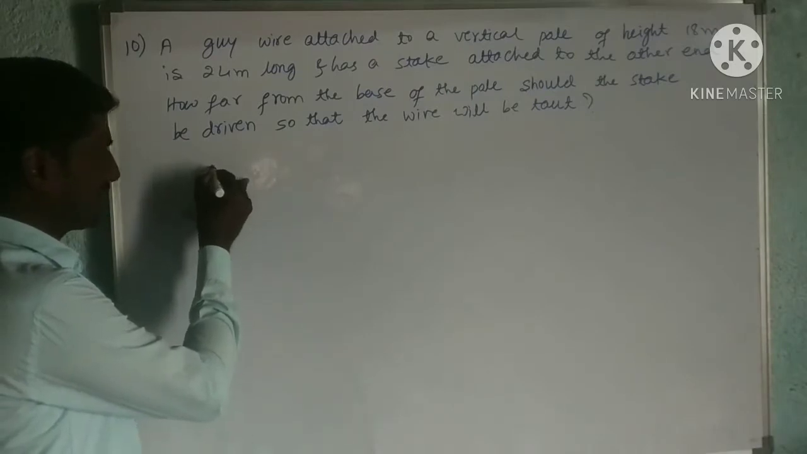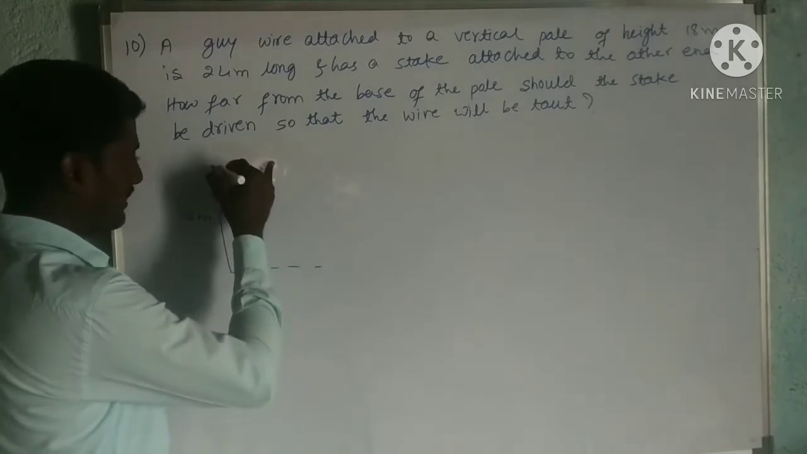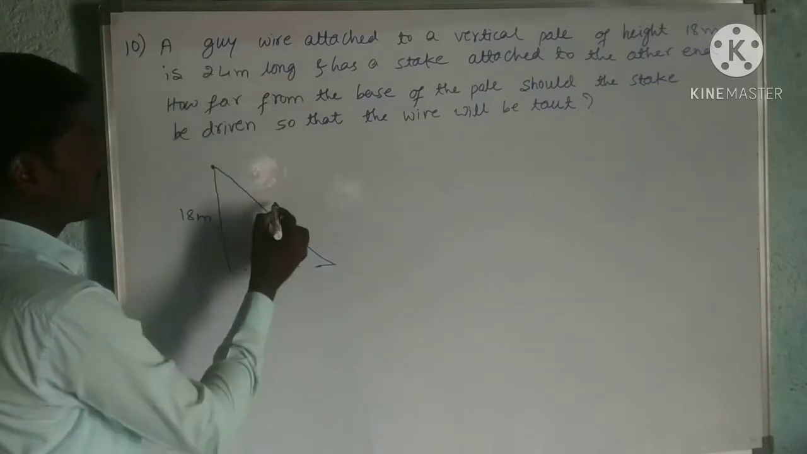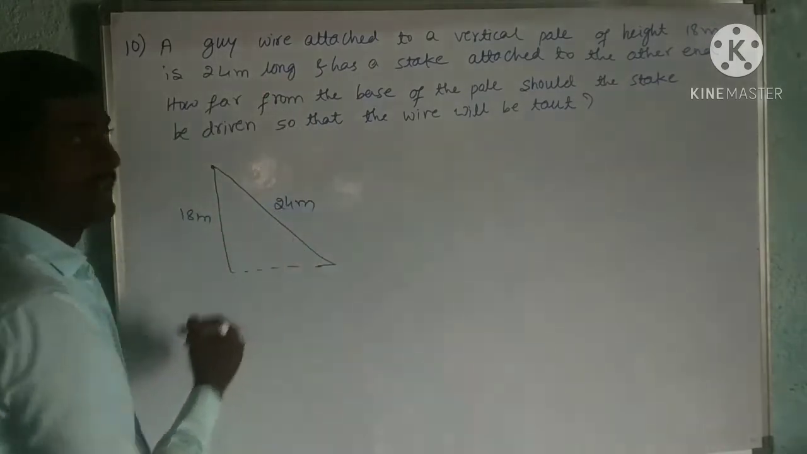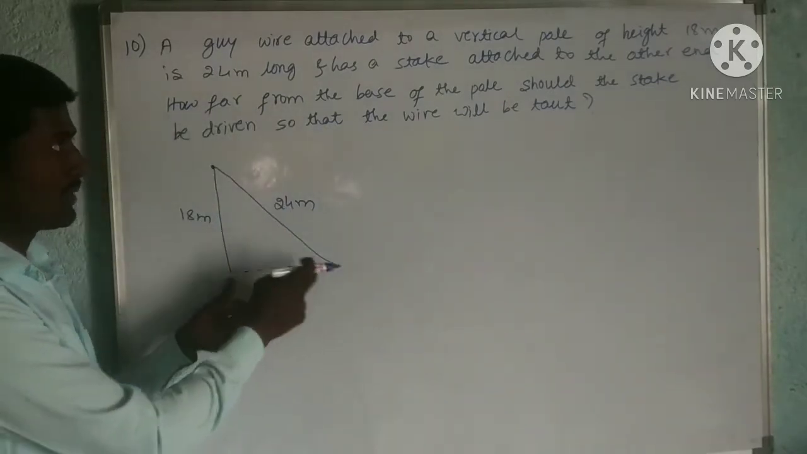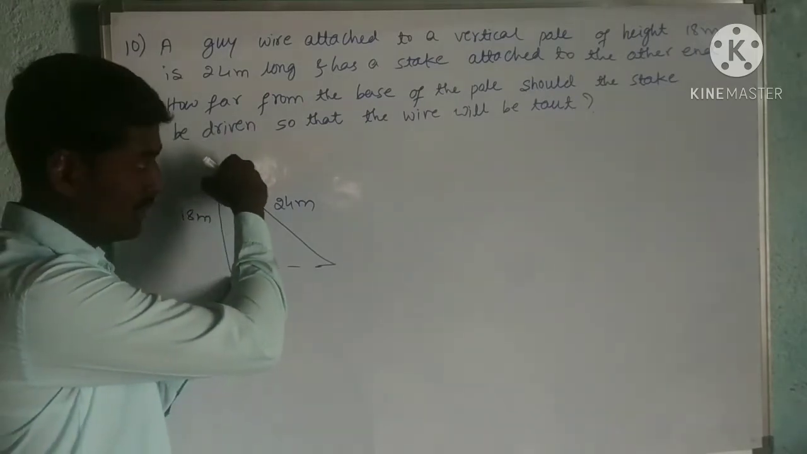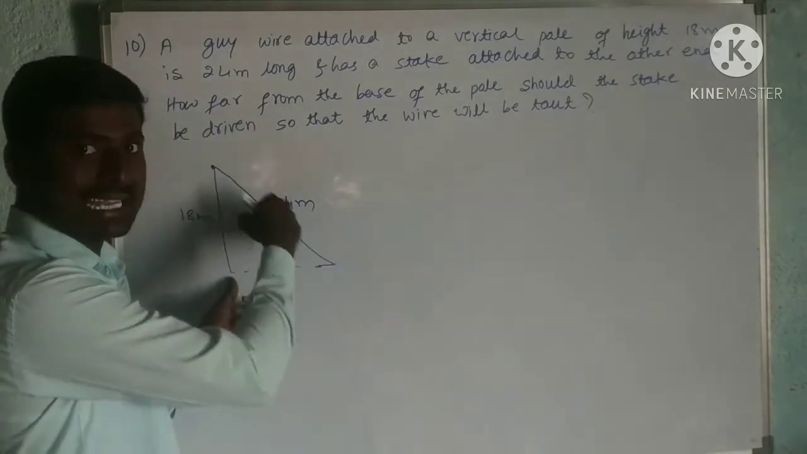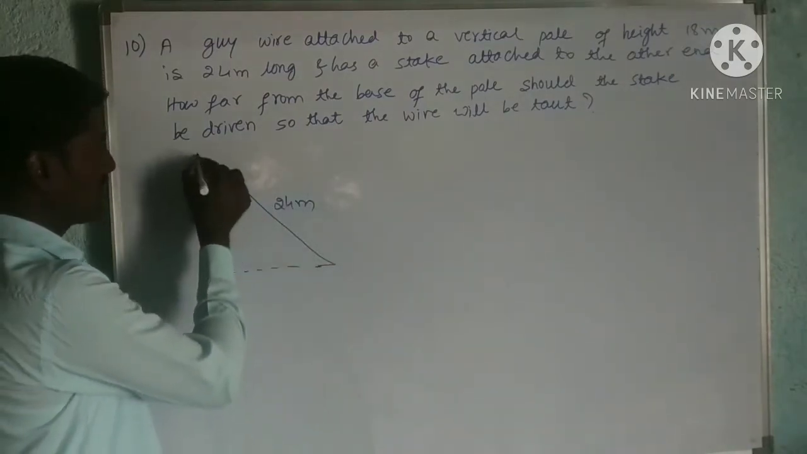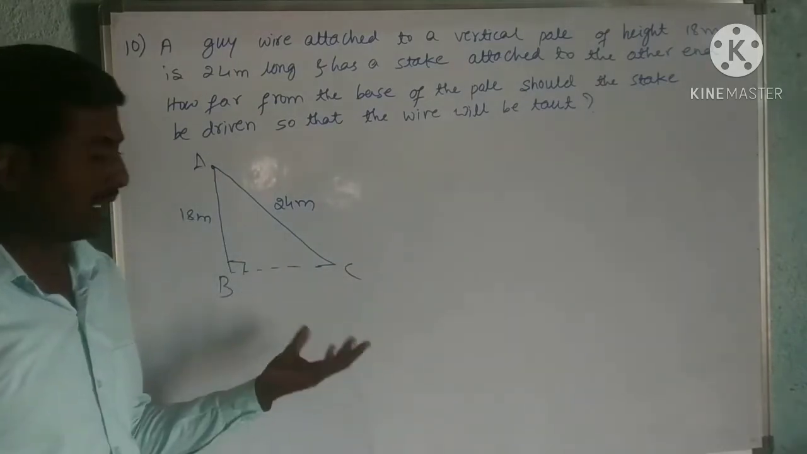Now a wire is attached to the pole. So we have to make that wire taut. The length of that wire is how much? It is 24 meter. How far from the base of the pole should the stake be driven? Means we have to pull that wire tightly. Now we have to find this length. So this forms a right angle triangle again. So now you can apply Pythagoras theorem. You can find that BC.